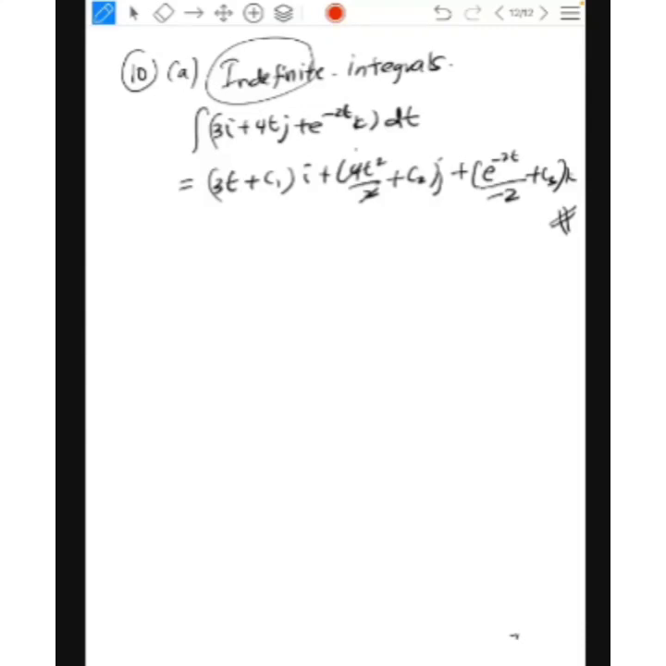Okay, and then question number 10B is also the same. Okay, just integrate each term separately, but then each term must be plus C1, plus C2, and plus C3 because this is indefinite integral. Okay, for question 11, it is definite integral. Definite integral means it has a range or a domain to integrate.